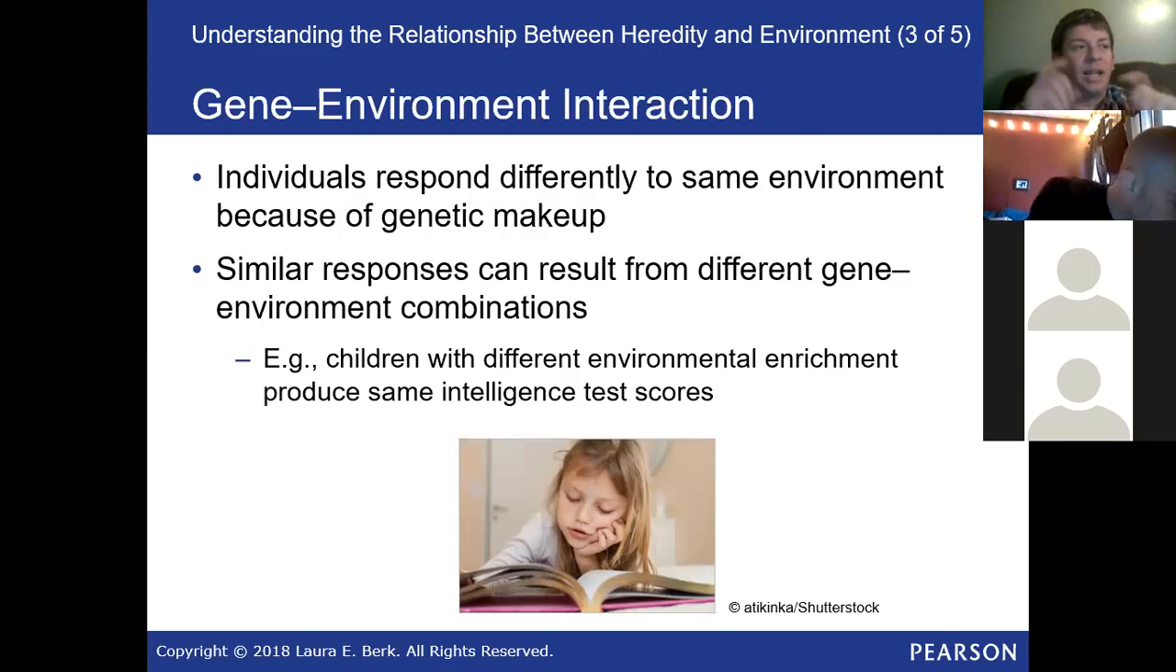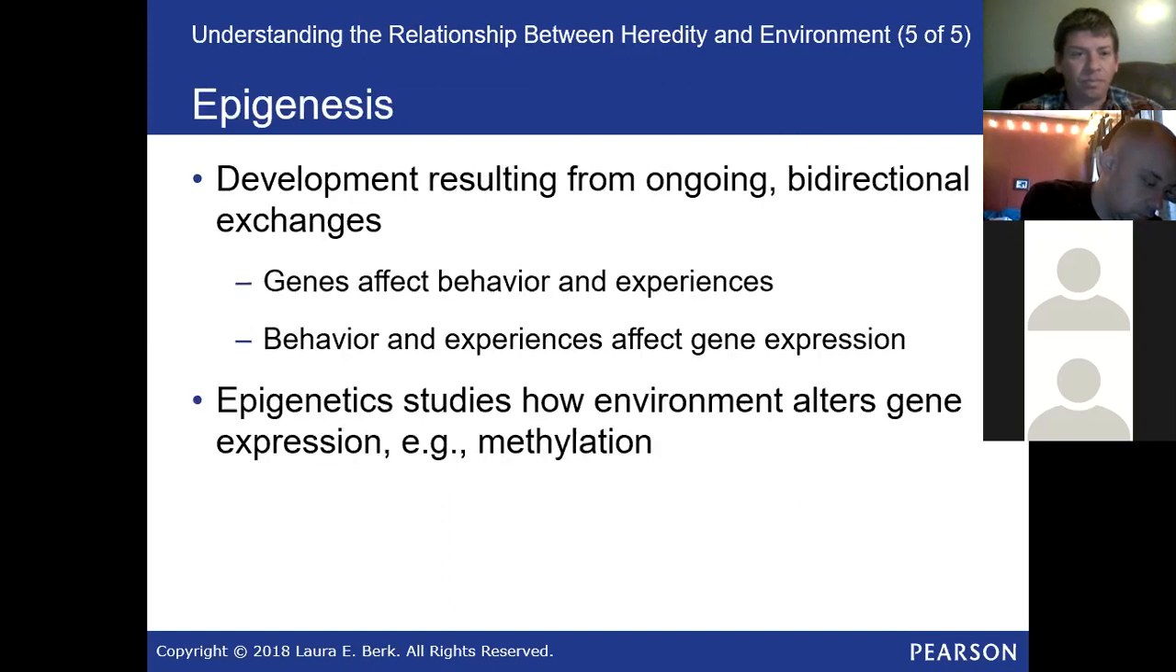So what they're saying is that there's what's called the reaction range, and we'll learn about this more later. But they're saying that yes, the environment does contribute. However, your genes, which you're given to work with in the beginning, give you the range of how you will turn out.